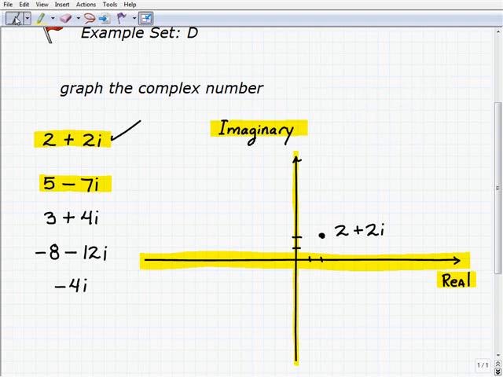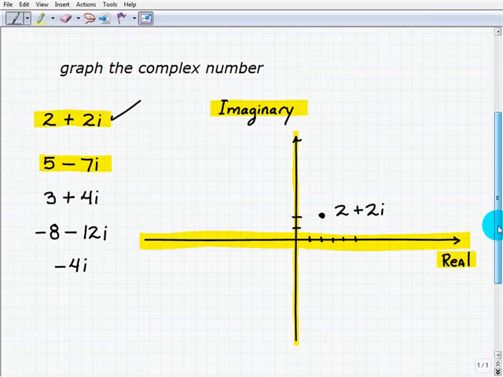So 5 minus 7i, that's going to be 5 on the real, so we have 1, 2, 3, 4, 5 on the real, and negative 7i on the imaginary axis. So let's go down here. 1, 2, 3, 4, 5, 6, 7, and that's in the negative direction. So if I go over 5 on the real number axis, and down negative 7 on the imaginary axis, I've plotted my point. So that is 5 minus 7i.